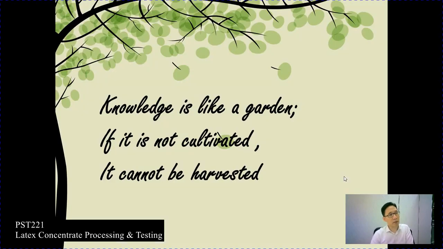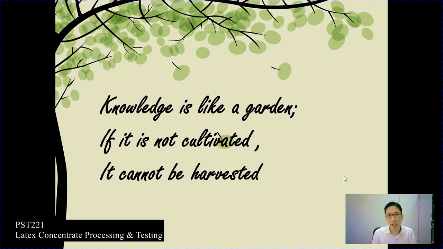Okay, that's all for chapter 3. Before I stop, I think there is some wise word from me. Knowledge is like a garden. If it's not cultivated, it cannot be harvested.